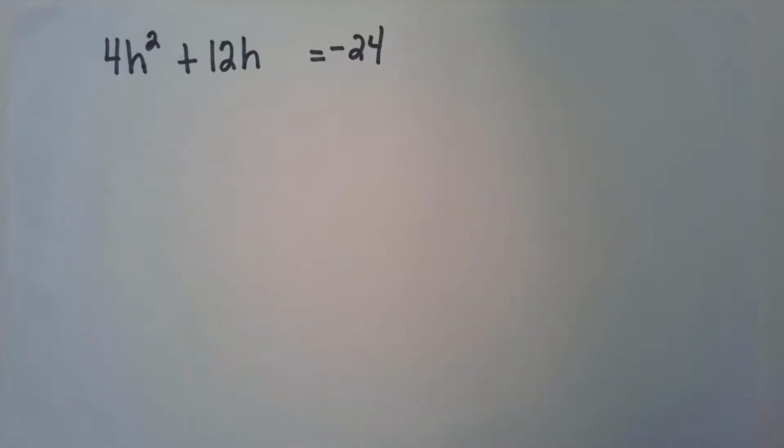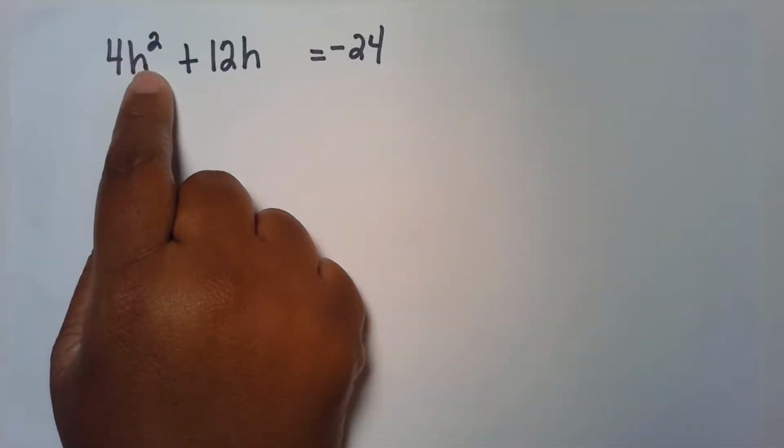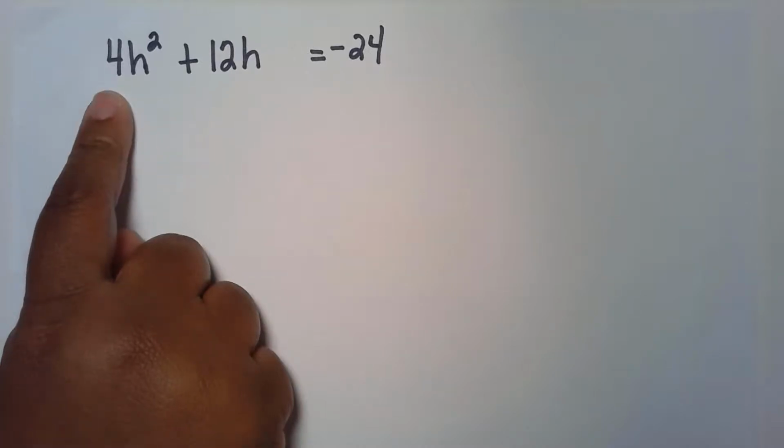Let's solve 4h squared plus 12h equals negative 24 by completing the square. Now for this example, what you would notice compared to the last four examples that we've completed is that our highest degree term, the coefficient was 1. But for this example, our coefficient is 4.